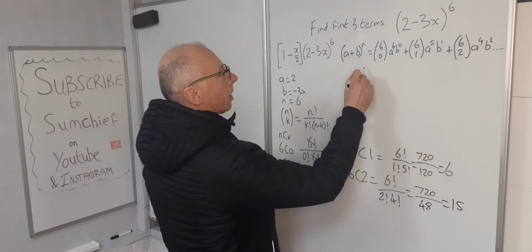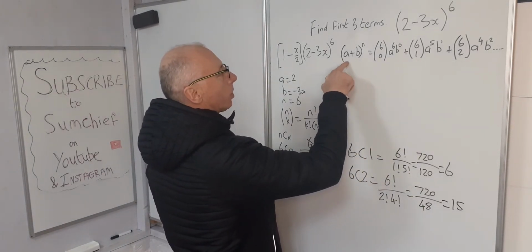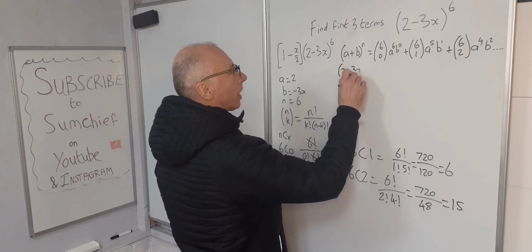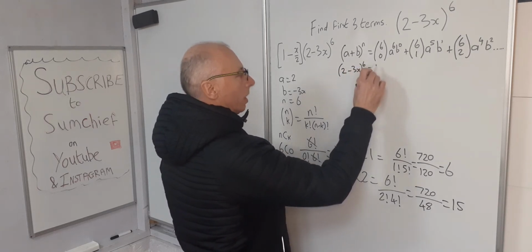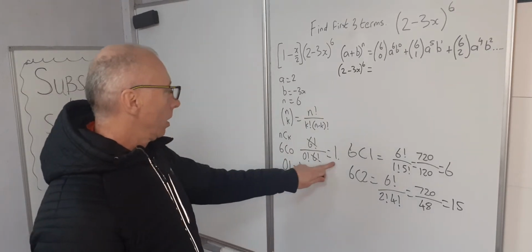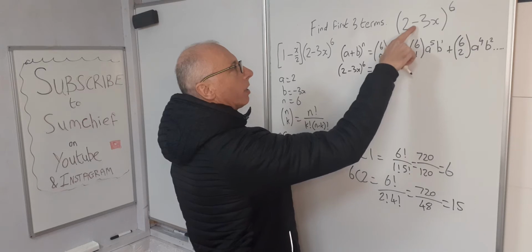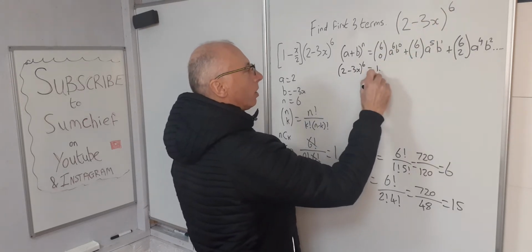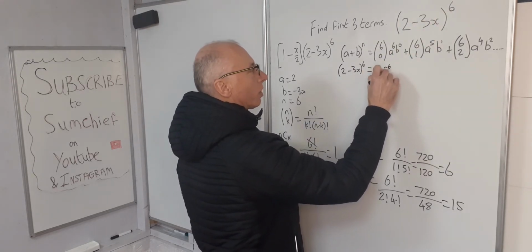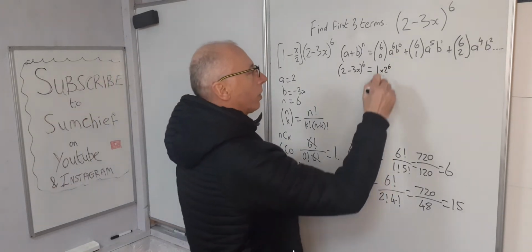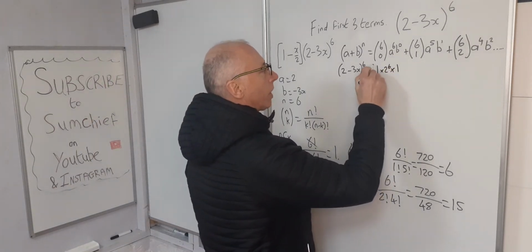So let's start the next line. We can substitute our a's and b's in here. (2 − 3x)^6. 6 choose 0 is 1. a to the 6, our a is 2, so that's times 2 to the 6. b to the 0, anything to the power of 0 is always 1, so that's 1. So that's our first term.